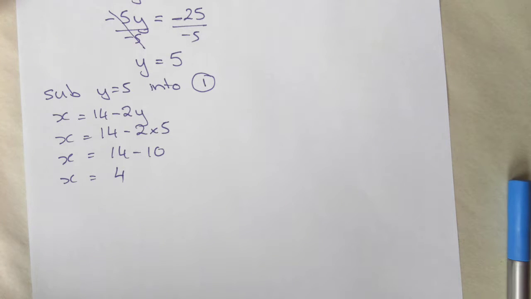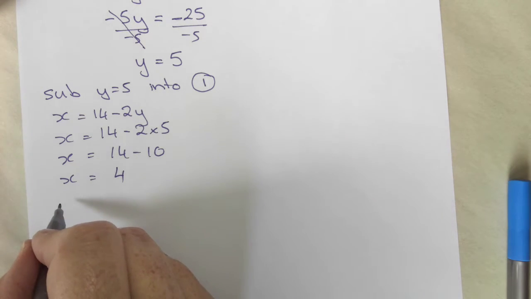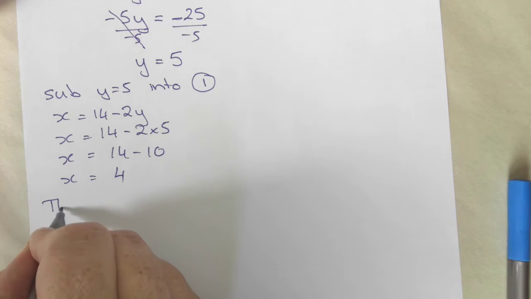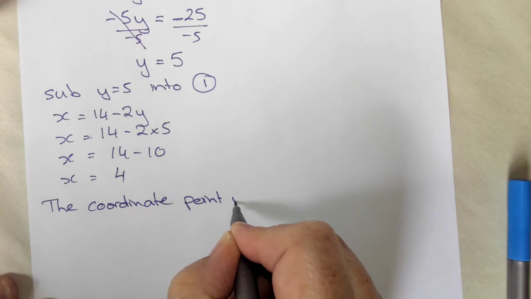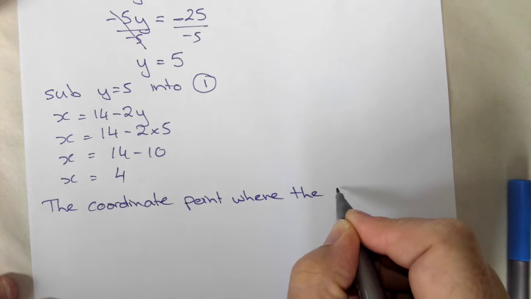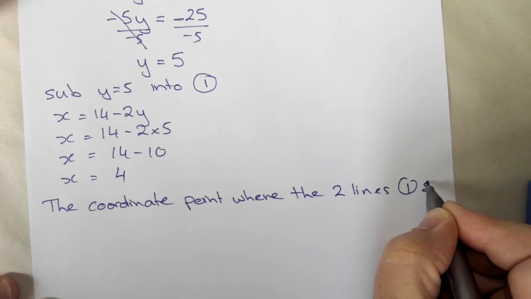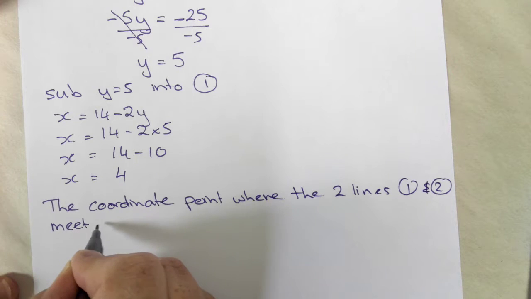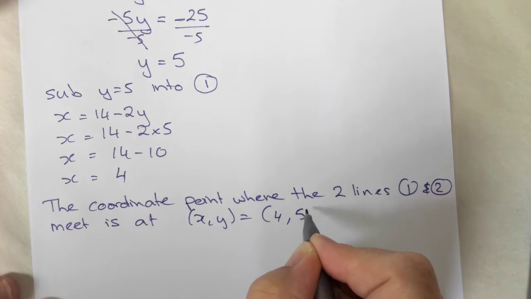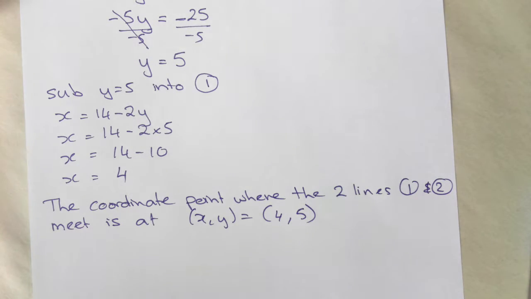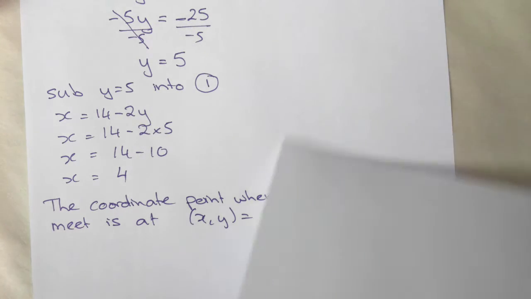Okay, am I finished yet? Nearly. I need to communicate my solution. So now we need to put this into a coordinate. So the coordinate point where the two lines, lines 1 and 2, meet, is at x, y is equal to 4, 5. So now I've communicated my thinking, and there's my solution. So that's equation problem number example 1. Let's now have a look at example 2.